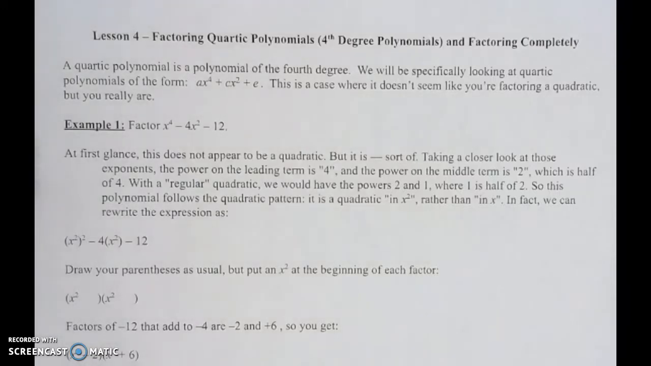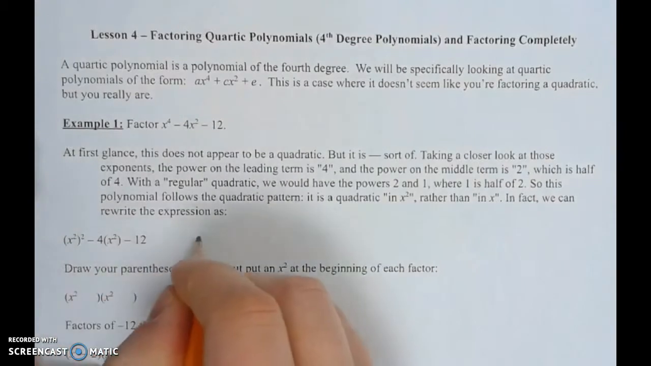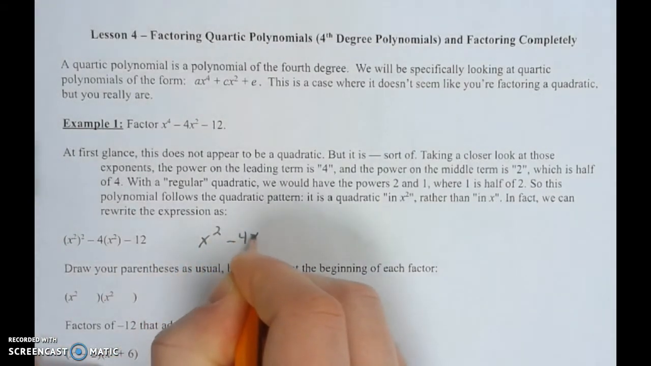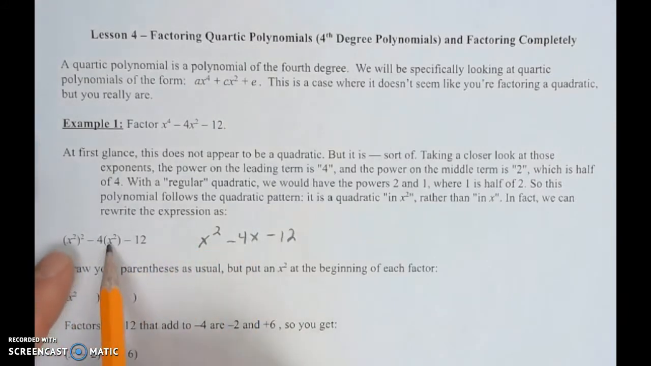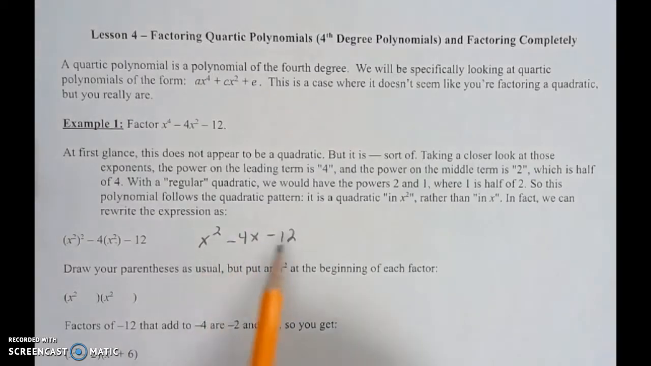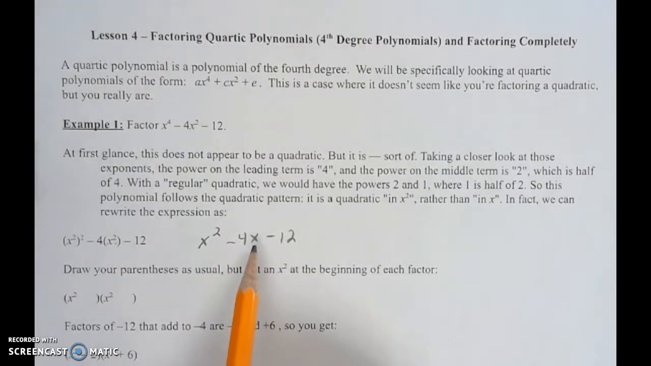We can think of x to the fourth as x squared squared. Then we have minus 4x squared minus 12, which we could compare to a regular quadratic: x squared minus 4x minus 12. In this case, all we did was square both of the x terms. So we're going to break this up like we would a normal quadratic with our parentheses.